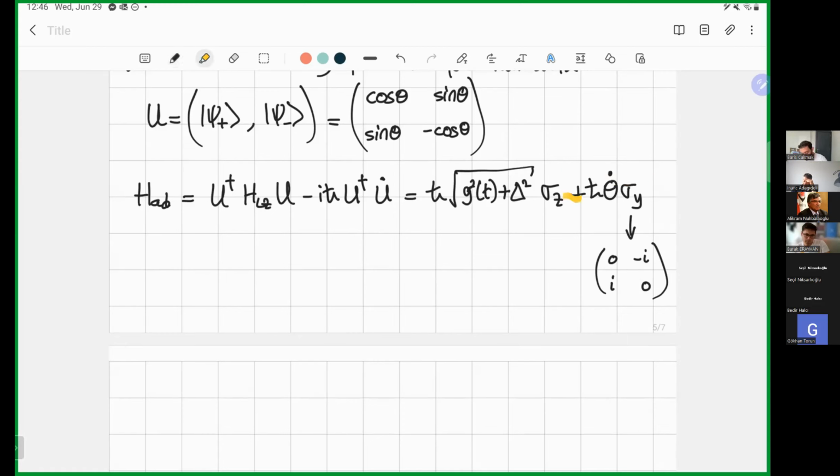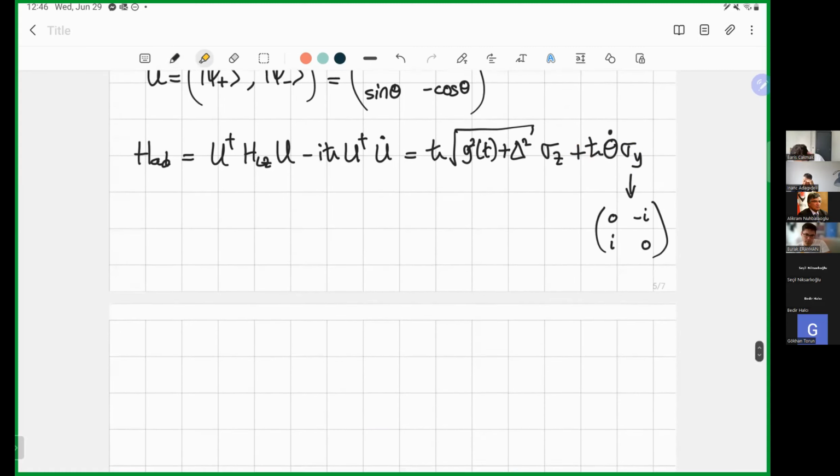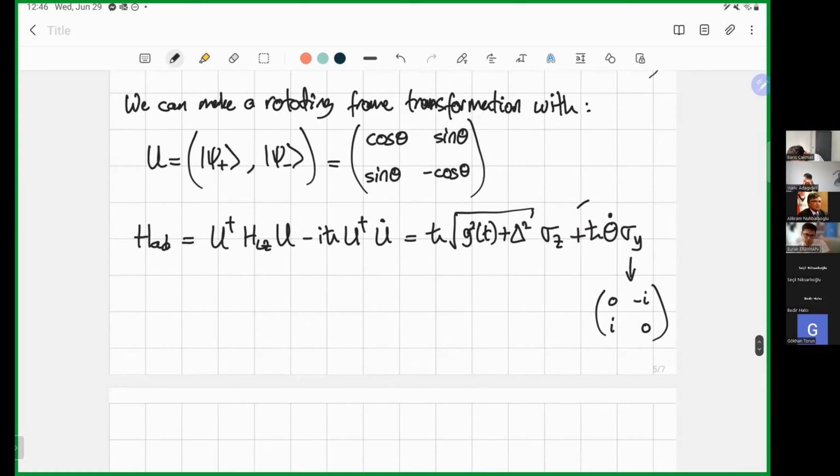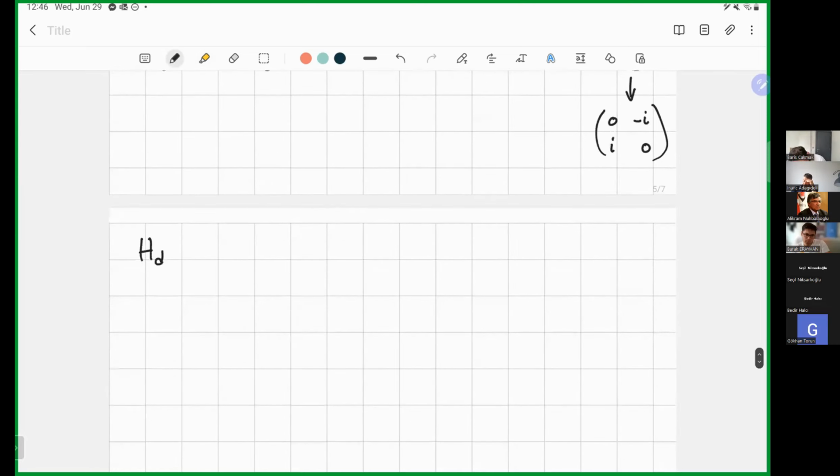But now this term that's causing the problem, let me call it H_D. H_D is causing diabatic transitions. This is how people refer to these types of transitions, which is why I'm using this terminology. So how can we make this term go away?